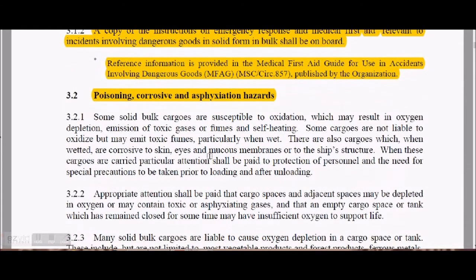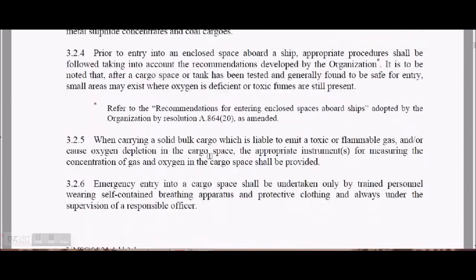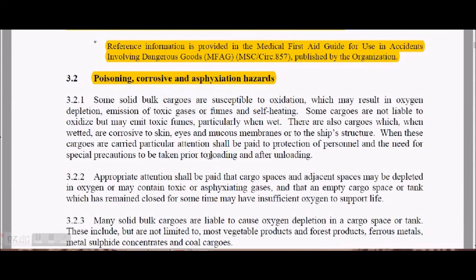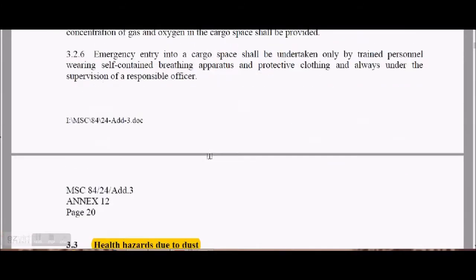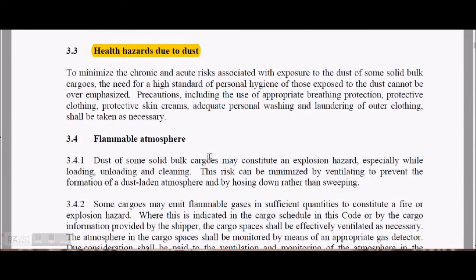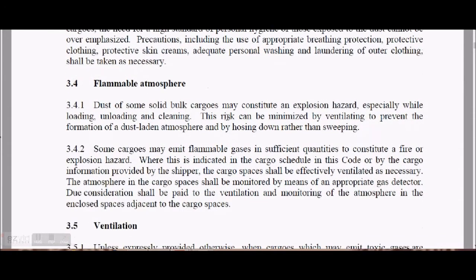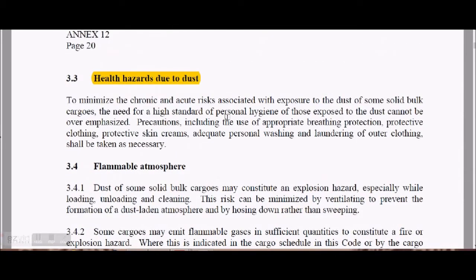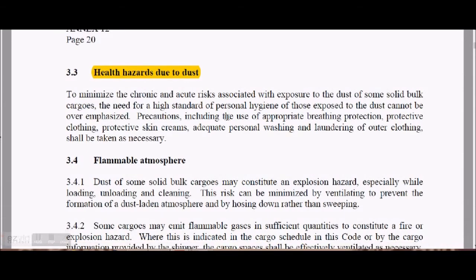To minimize the chemical and acute risk. So this is a hazard due to the dust that is to be kept in mind by all the persons. As per the point of view of the questions, it has not been asked, but we should know this chapter. This is very important for our personal safety. Chapter 3, safety of the personnel and the ship. So it is very important for us actually. So these all we should know.